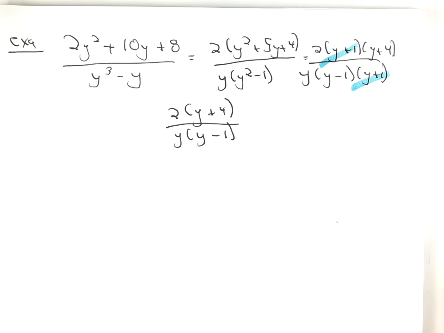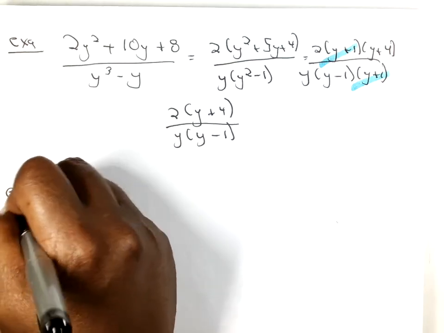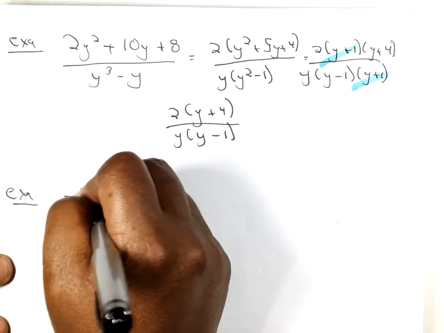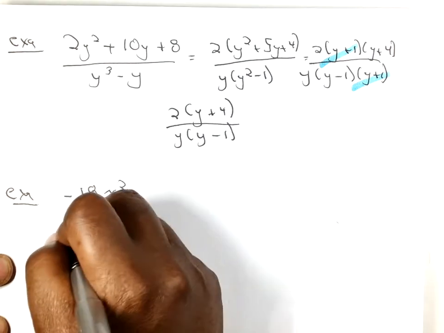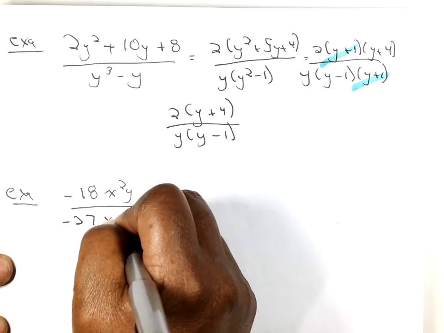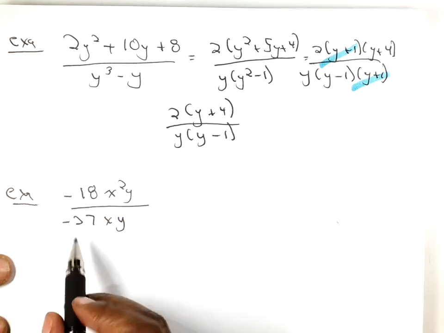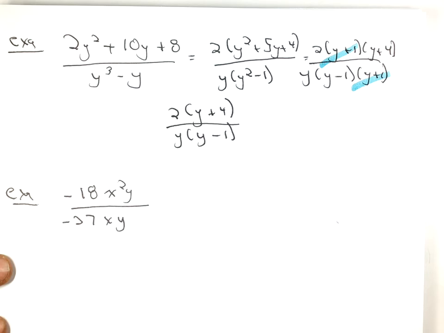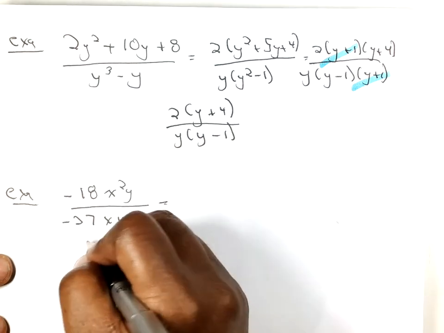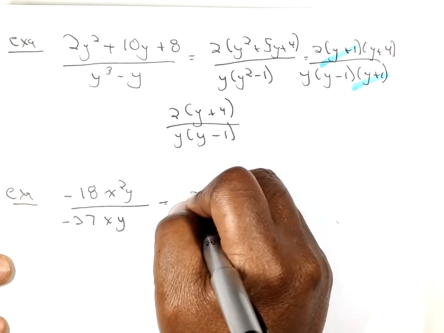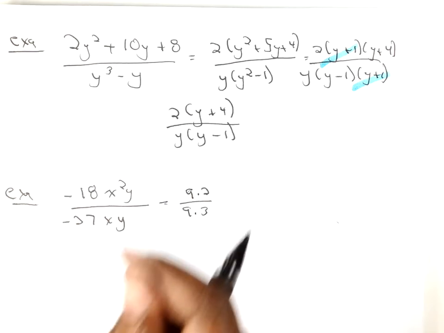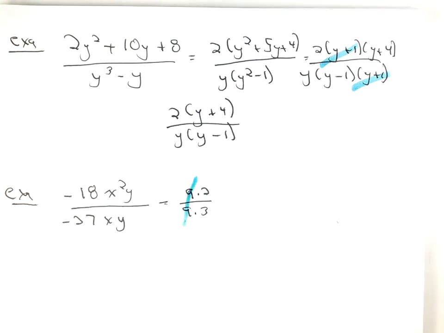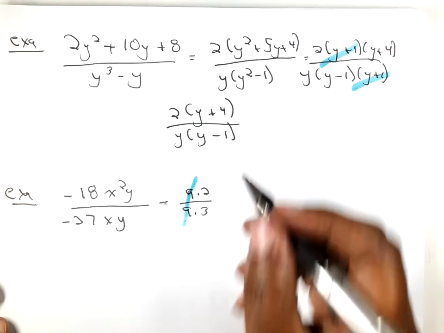And let me do another one where you don't actually have to factor. So we get negative 18 x squared y over negative 27 xy. So a negative over a negative is a positive. So I know that's going to cancel. And then 18 over 27, well 18 is 9 times 2. 27 is 9 times 3. So those 9's cancel and I'm left with 2 over 3.